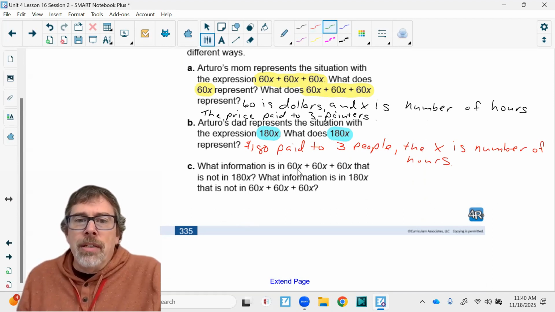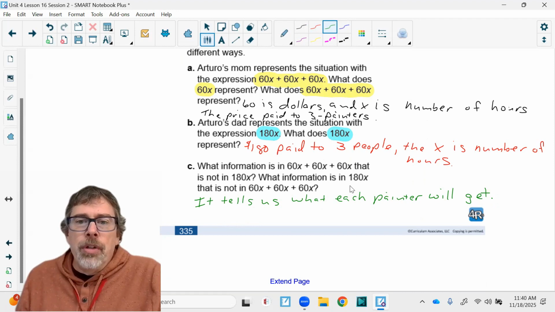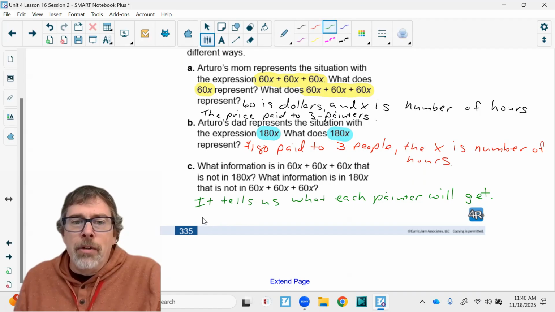Okay, so what information is in 60x plus 60x plus 60x that is not in the 180x? Well, it tells us what each painter will get. What information is in the 180x that is not in the 60x plus 60x plus 60x? That would be the total amount paid.